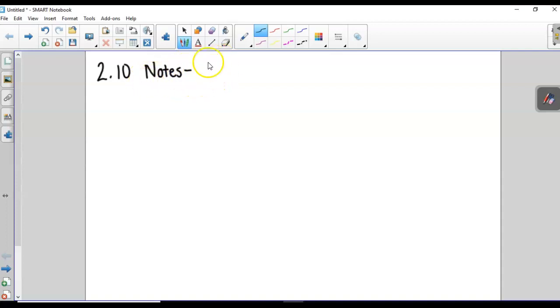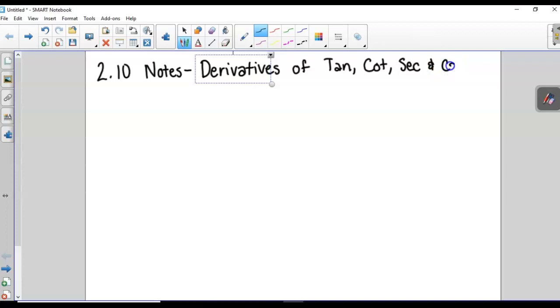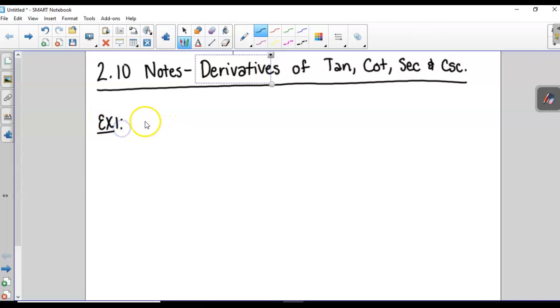So we are doing derivatives of tangent, cotangent, secant, and cosecant. Our first example is going to be: find the derivative of tangent of x.